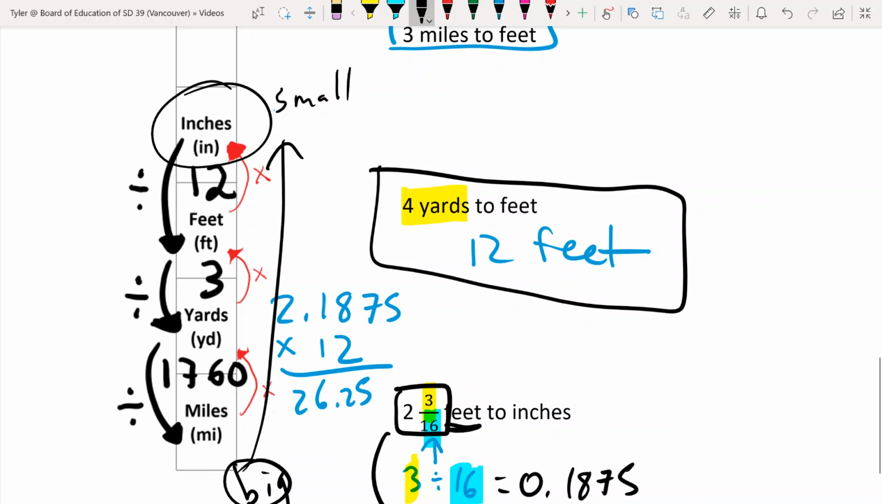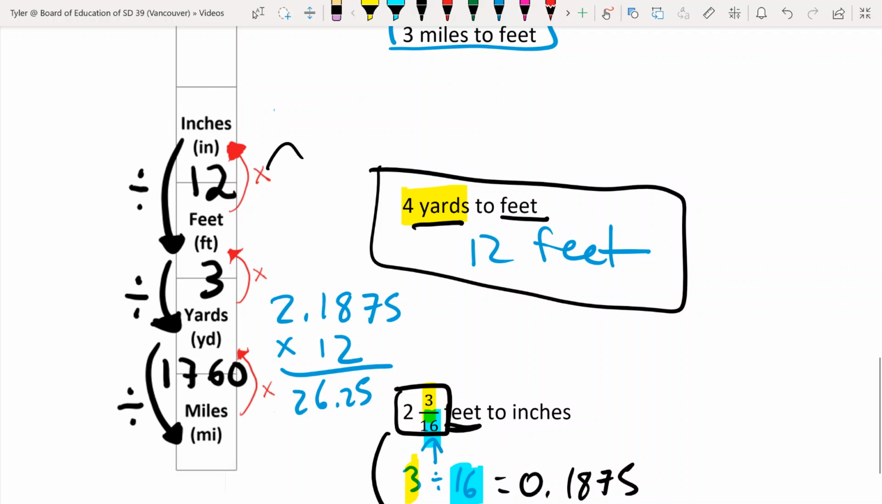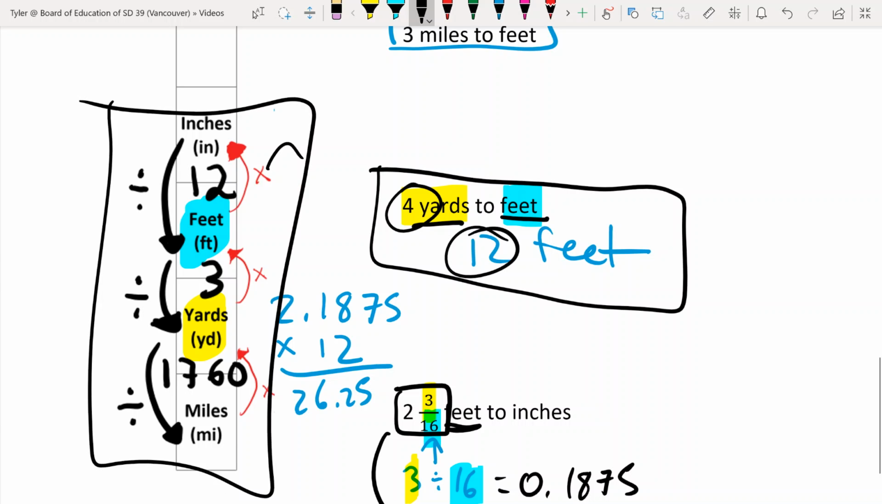So I started with yards and went to feet. So let's erase this. I started with yards and went to feet. So feet are smaller. So I should have more feet than I do yards. I had 4 yards to start and 12 feet to end, so that makes sense. If visualizing in your head, trying to understand it that way doesn't really work for you, just use the chart. That's why we have this chart to help us out. And that's it.